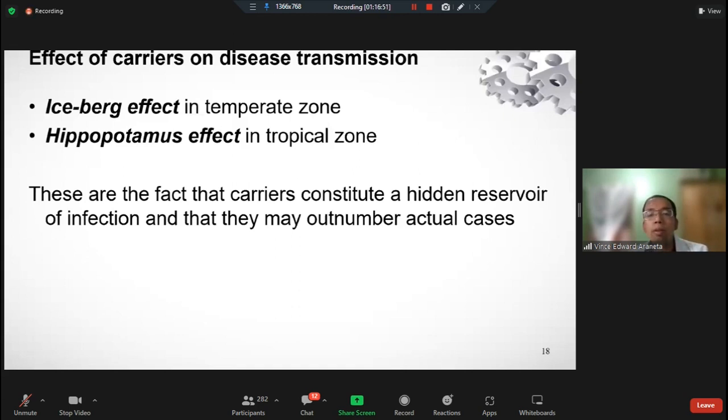So the vast number of people would be in the preclinical stage. Maybe that's what happened initially during COVID, for example, in the early stages of the epidemic. There might have been just a few cases at first, but there might have been more other people who had been infected and had yet to develop the signs and symptoms. Hippopotamus is just the same, because only a part of its body can be seen, and the vast majority of its body is submerged.